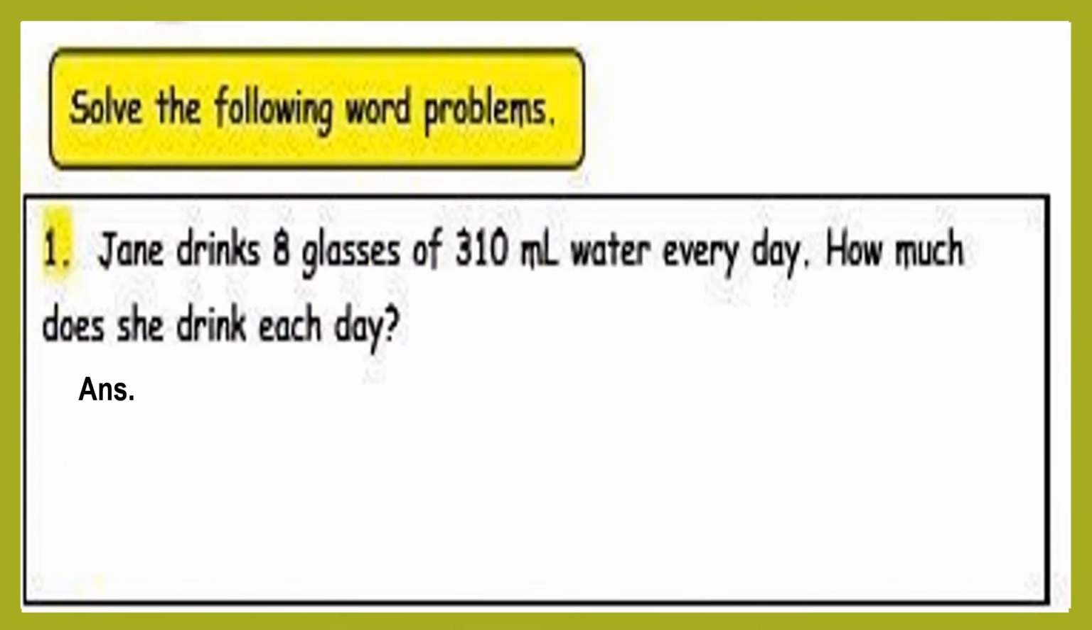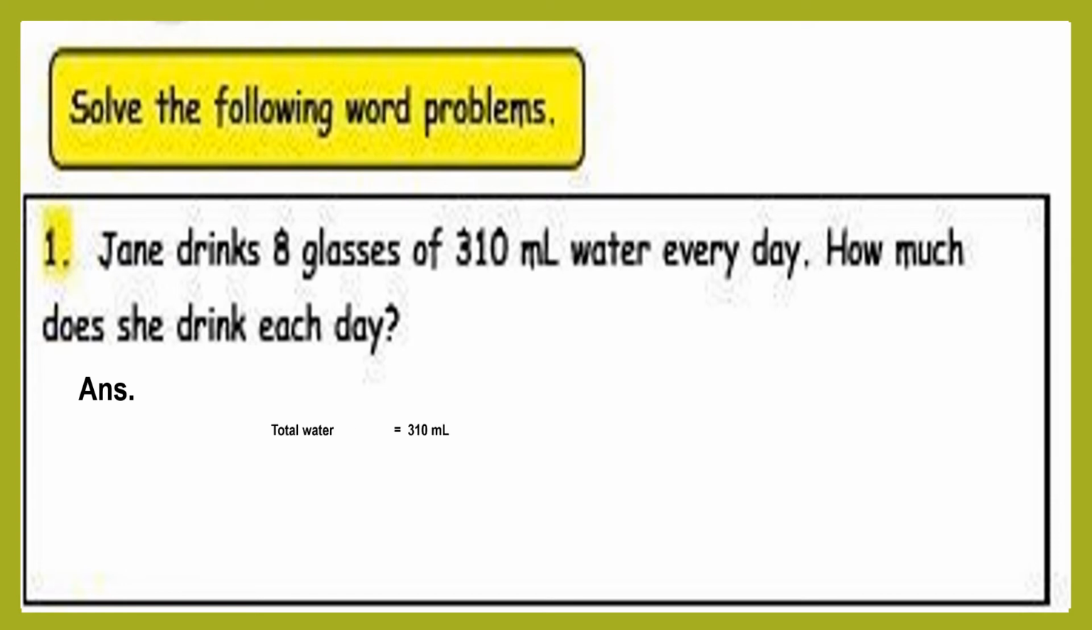Jane drinks 8 glasses of 310 milliliter water every day. How much does she drink each day? Now the question gives information about every day and also asks how much she drinks each day. Jane is drinking 8 glasses of water each day, and the capacity of a glass is 310 milliliters. So what you will do, children, here you will do multiplication, because every day's information is given and every day's information is asked.